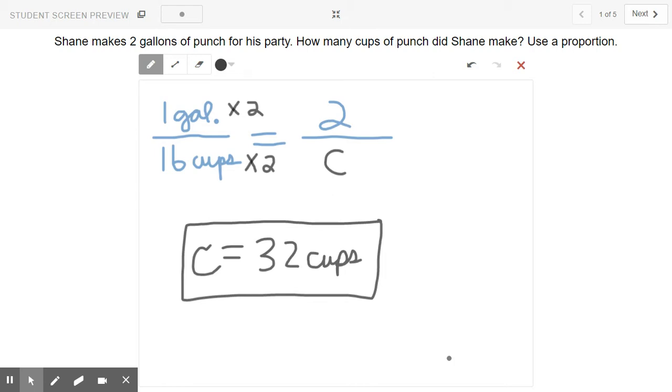So I'm going to use that to set my proportion. There's 2 gallons of punch for the party, so I put the 2 gallons on top with the gallons. 1 times 2 makes 2. 16 times 2 is 32. So 2 gallons equals 32 cups.